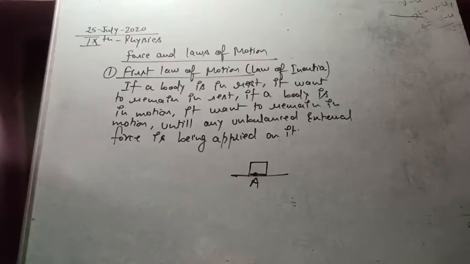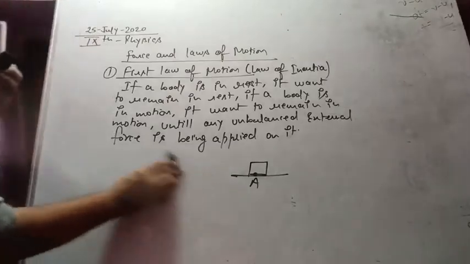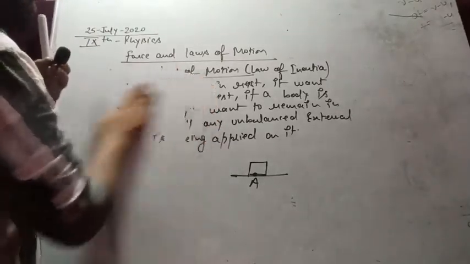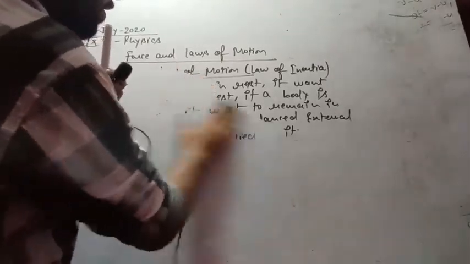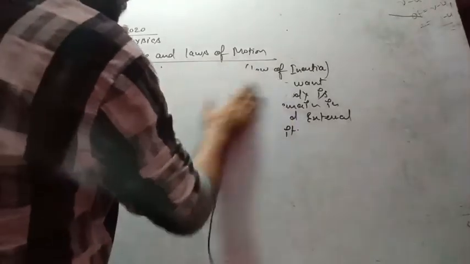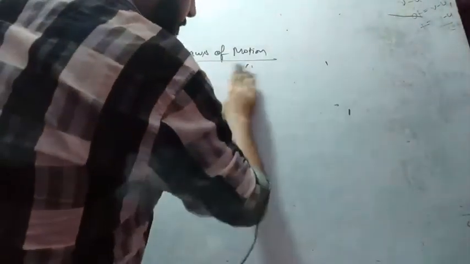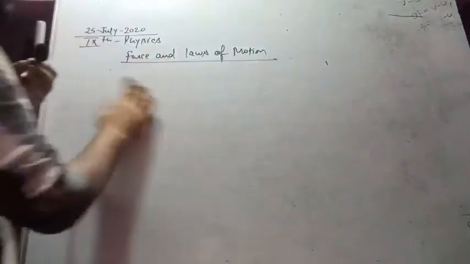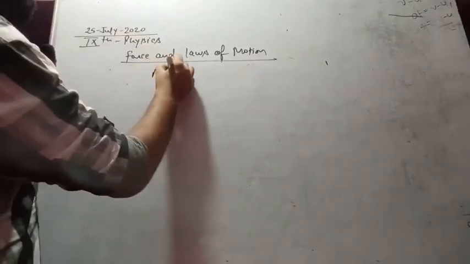So how many laws of motion are there? Three laws of motion are there. And now we are going to study the second law of motion. So students, before starting the second law of motion, it is required to understand one more term related to this, and that is momentum.